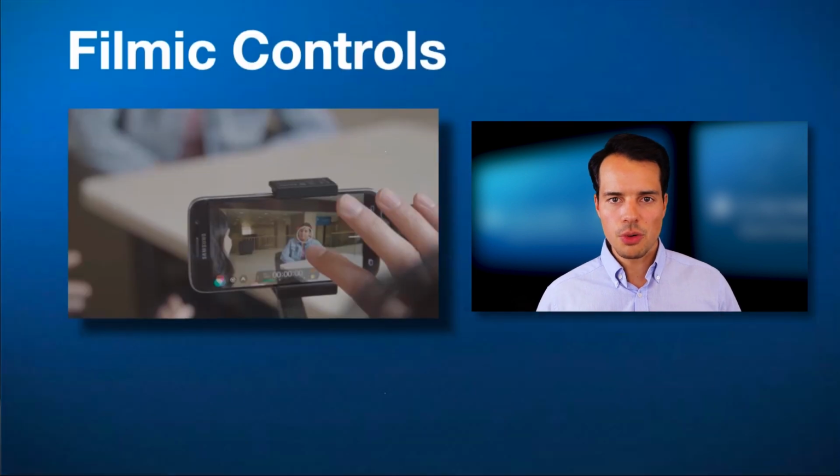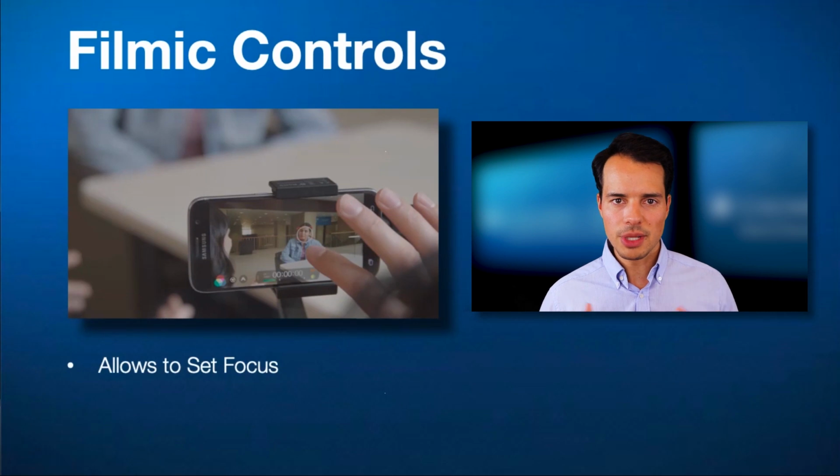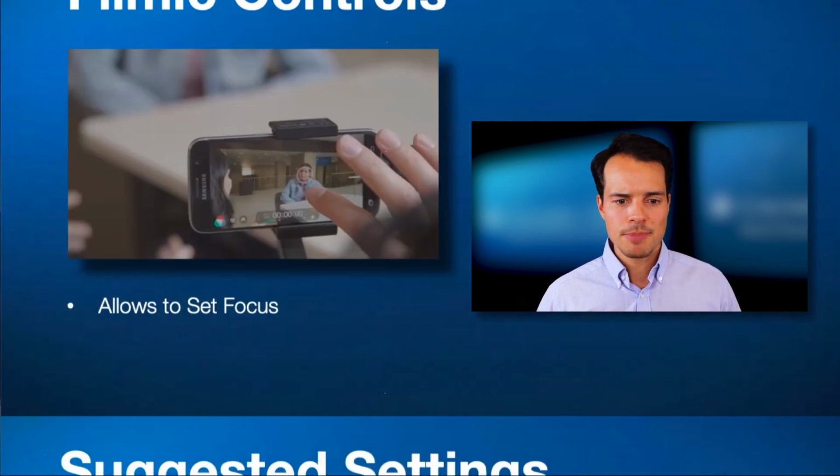The other control, of course, is the focus, which is the square in the Filmic app. You drag that square to the part of the frame that you want the focus to be on. Oftentimes it's the subject that you're filming, and you tap there and you lock that focus into place.